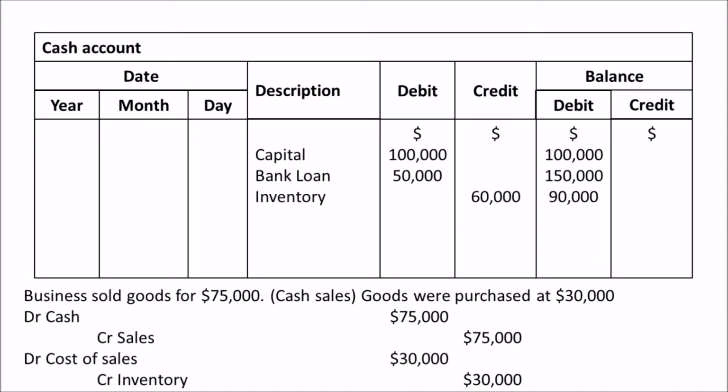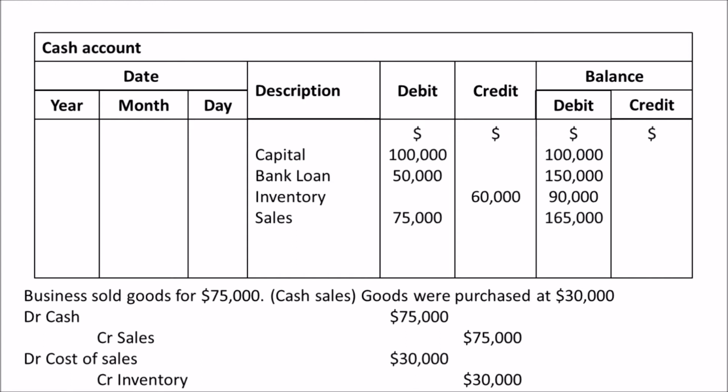What is the figure to record in the cash ledger? Pay attention to the journal entry. Cash is debited by $75,000. Key that into the debit column. The account that was credited by $75,000 is sales. Key that into the description column. Now, recalculate the balance. Before this transaction, it was $90,000. Now, it has increased by $75,000. We get the latest balance of $165,000.